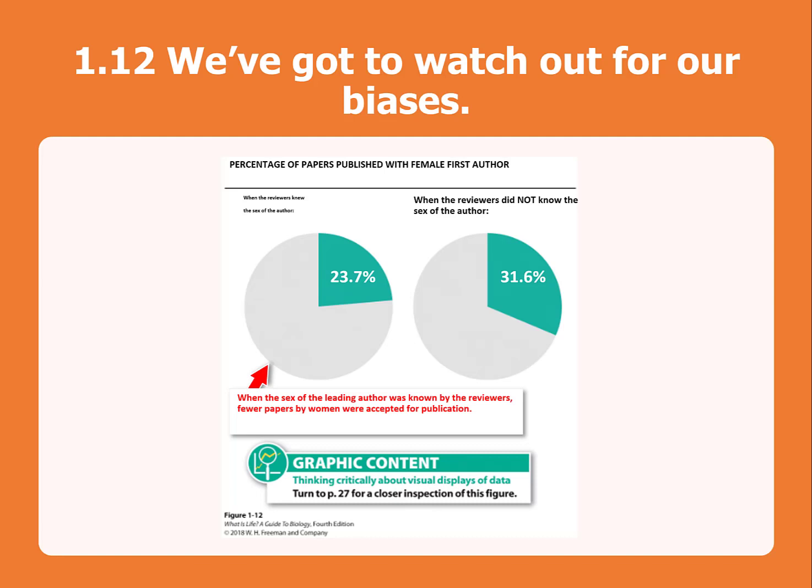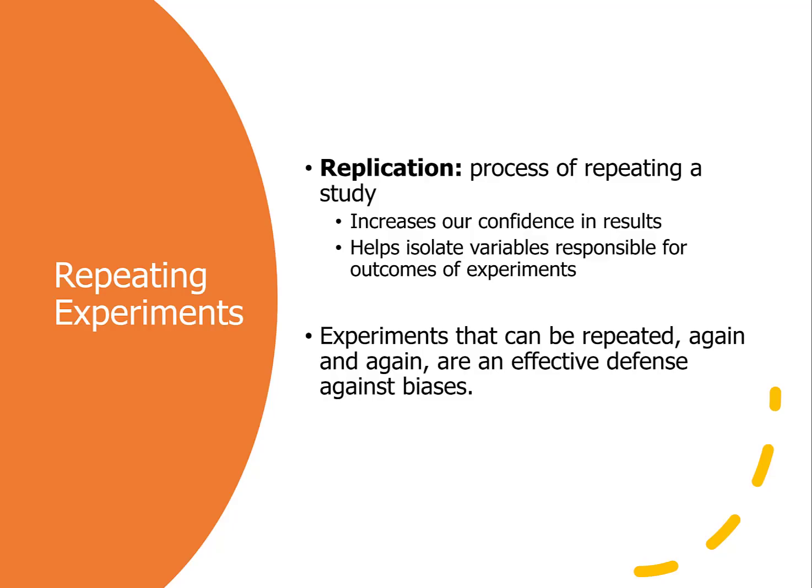We've got to watch out for biases. Yeah, there are biases. We see it a lot these days, the percentage of papers published with female first authors. When the sex of a leading author was known by the reviewers, fewer papers by women were accepted for publication. Well, that's nasty and that's ugly, and those people just need to be moved along, the ones that review those papers. But anyhow, unfortunately these sorts of biases do occur.